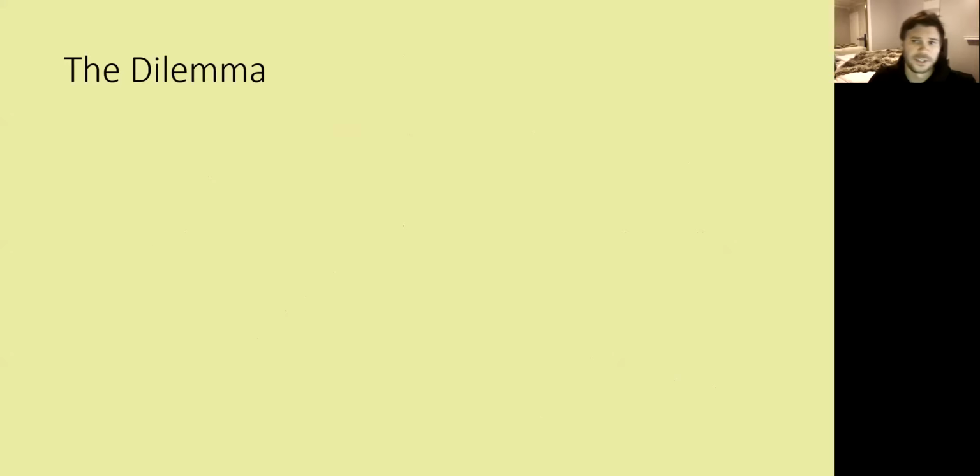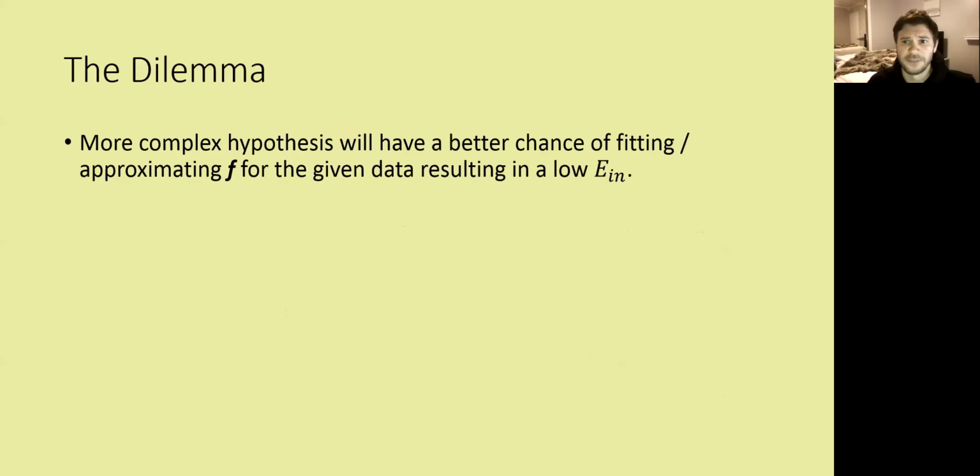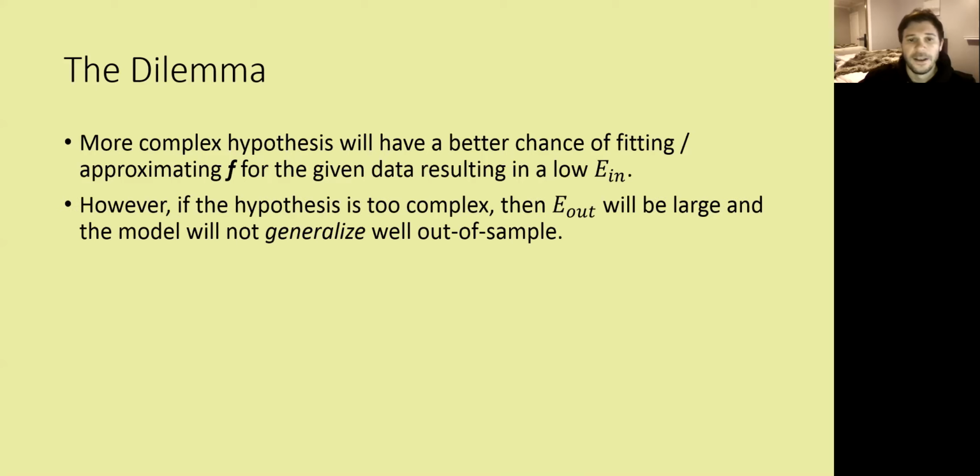A more complex hypothesis will have a better chance of fitting or approximating F for the given data, which will result in a low in-sample error. But at some level of complexity, we're going to see that despite the fact we can approximate F in the data, we can fit the data well, this does not guarantee that we are going to be actually predicting the data generating process properly.